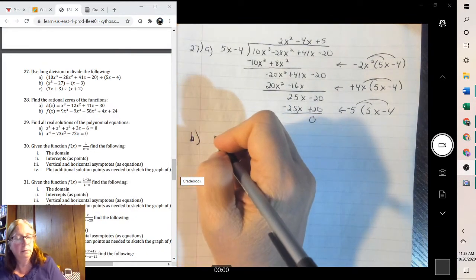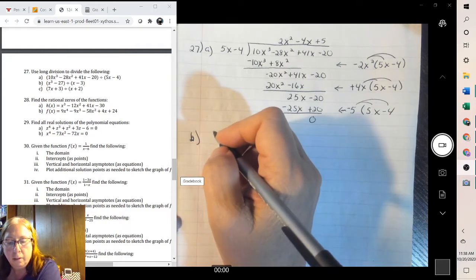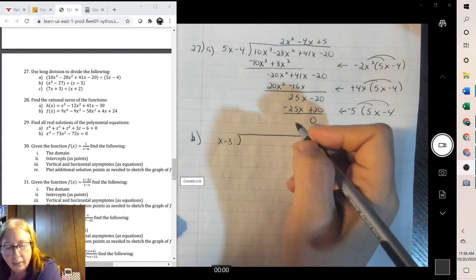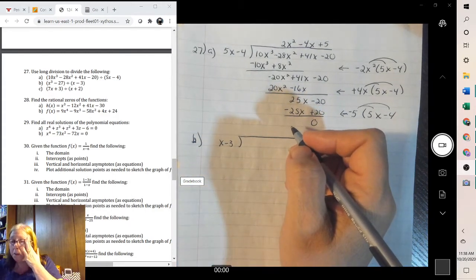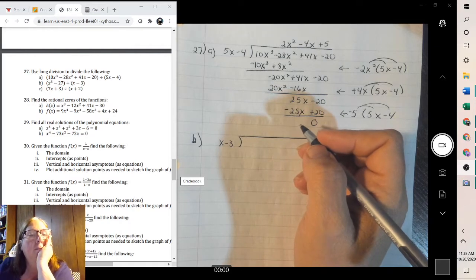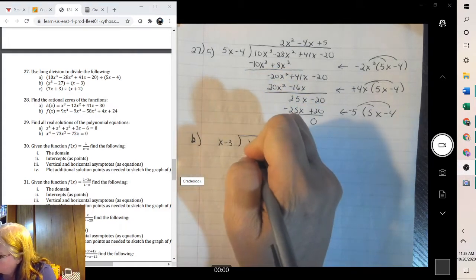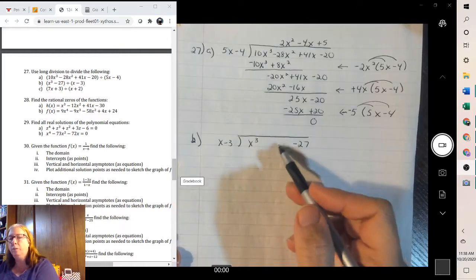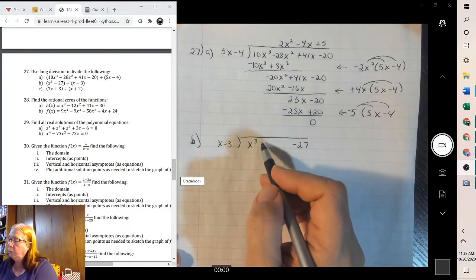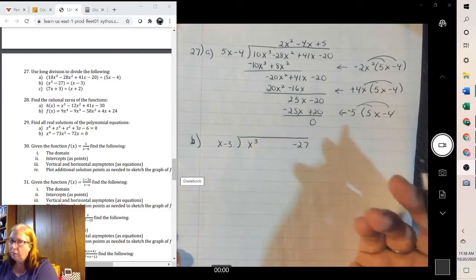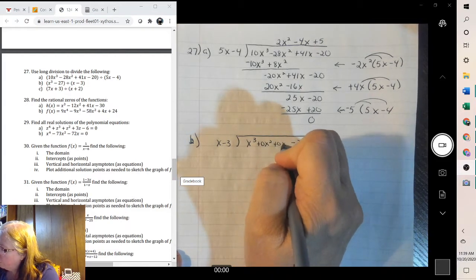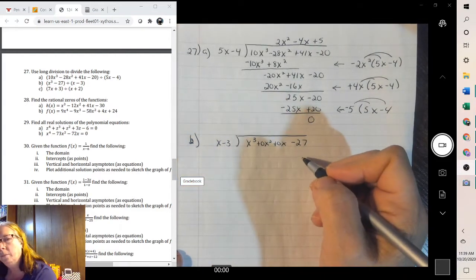B. x minus 3 dividing into x cubed minus 27. I'm leaving space because I'm probably going to have x squared terms and x terms here. If you want, you can put 0x squared and 0x. Sometimes you need them, sometimes you don't.